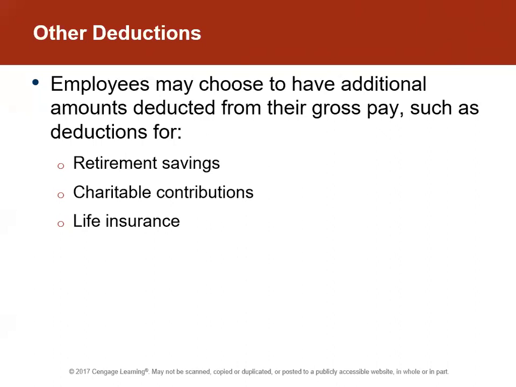A 403B is really just the nonprofit version of a 401k. If you work at a corporation that's for-profit, you would have options to contribute to a 401k retirement plan. In a nonprofit, they just call it a 403B, but it works the same. So I'm putting money in and they're matching it, and it's going into stock market accounts and stuff like that.